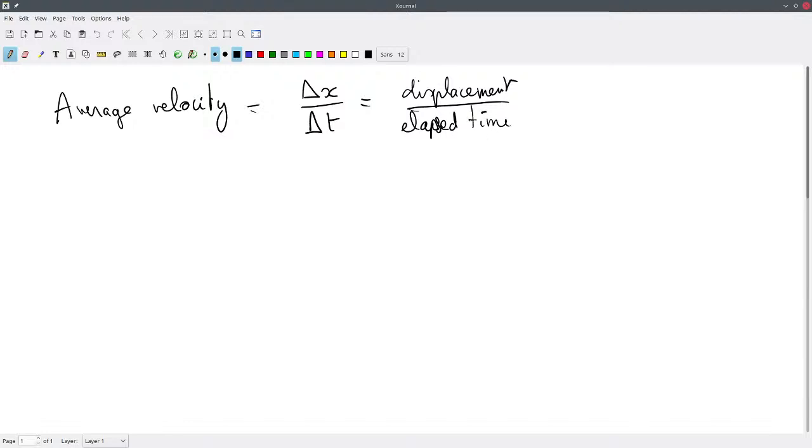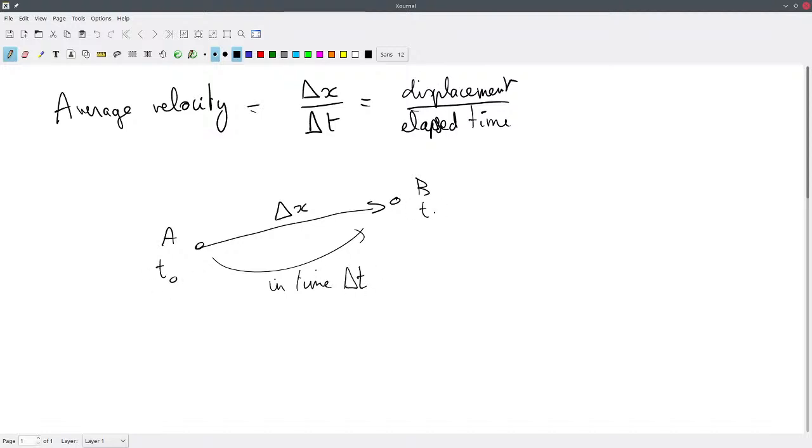Okay, so the average velocity is the displacement delta x over delta t, or if we write that in words, the displacement over the elapsed time. So if we go from point A to point B, that gives us the displacement delta x, which will be a vector quantity. And if it takes us delta t time to cross this, if this is for example t0 and this is t1, delta t will be t1 minus t0. So then the average velocity will be delta x over t1 minus t0.